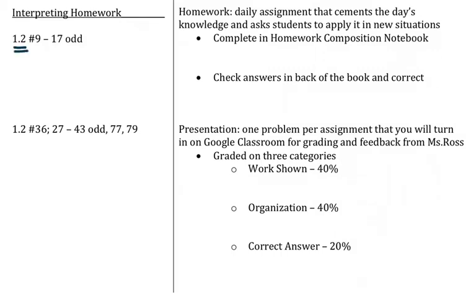Now, the way that homework shows up in your schedule is that it starts with 2 numbers, and this corresponds to the chapter, that's the first number, and then the section, which is the second. So this would be chapter 1, section 2 homework, 9 through 17 odd, from the problems, which would be 9, 11, 13, 15, and 17.